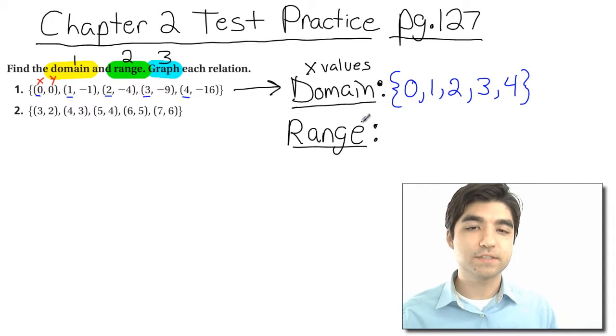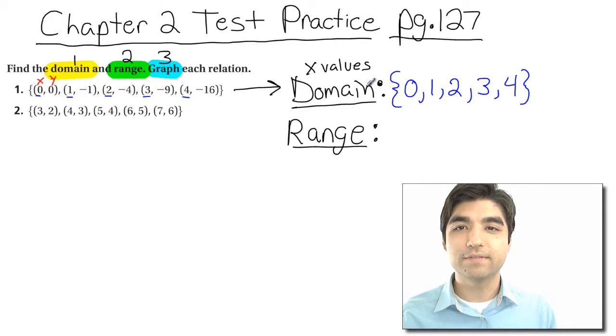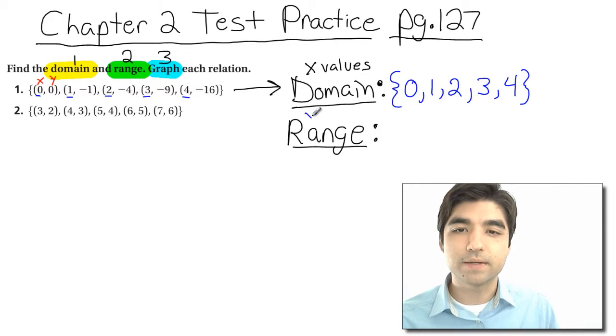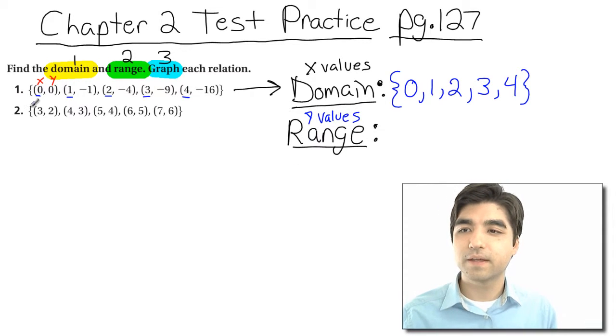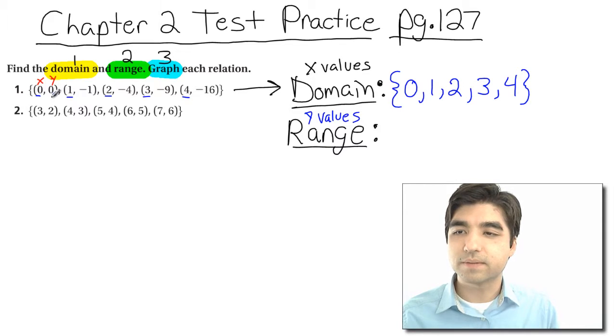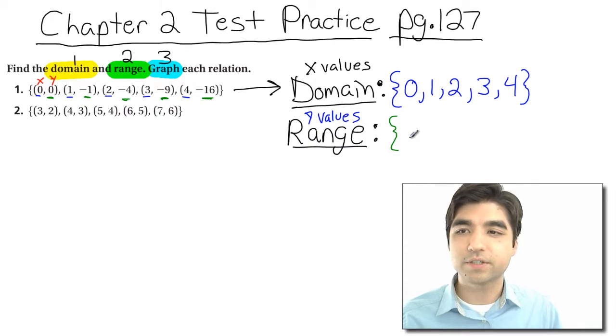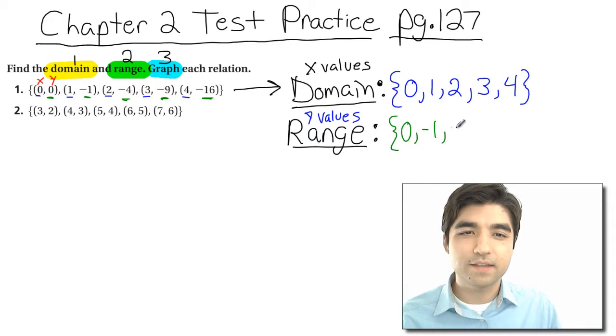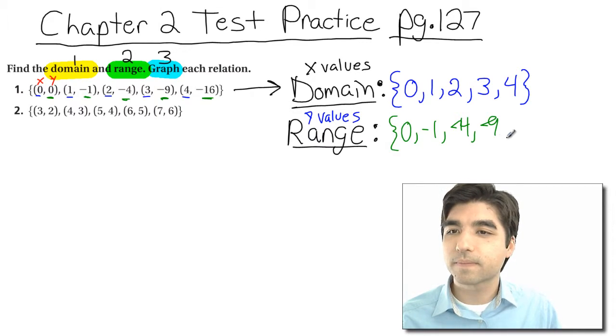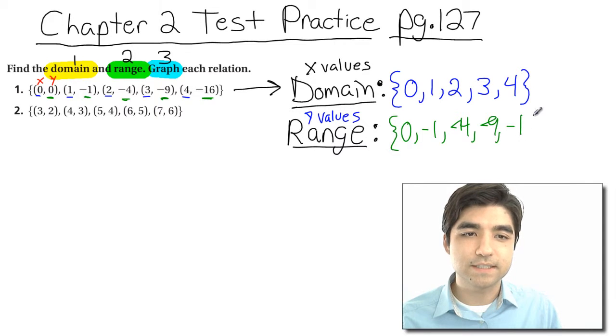And the range wants us to list all the y values. So this is going to be y, all the y values. So in our list of values, it's 0, -1, -4, -9, and then -16. So again, draw your little curly braces and put 0, -1, -4, and -9, whoops, and -16.